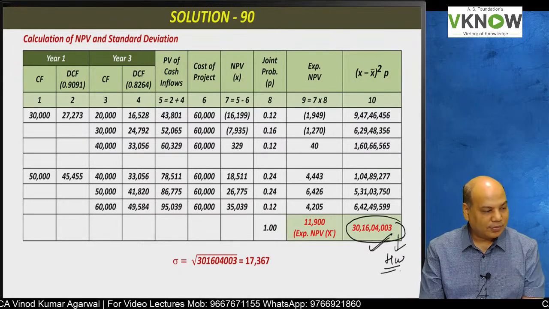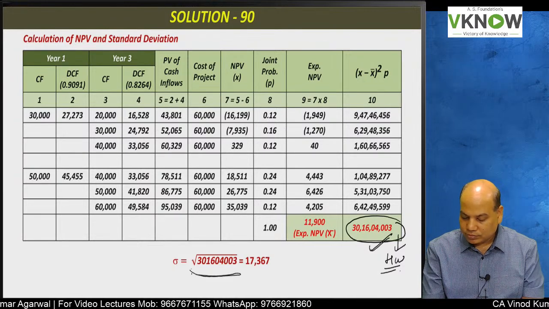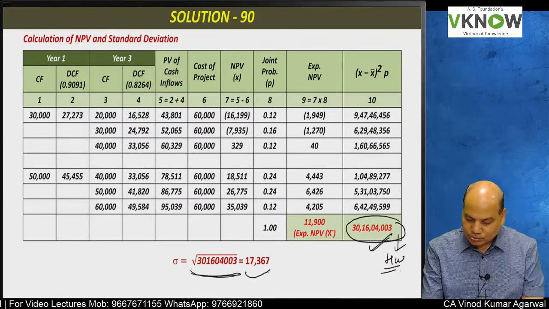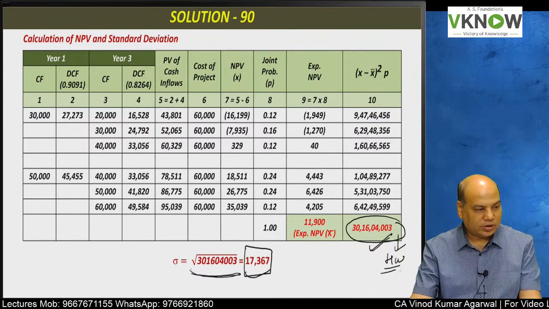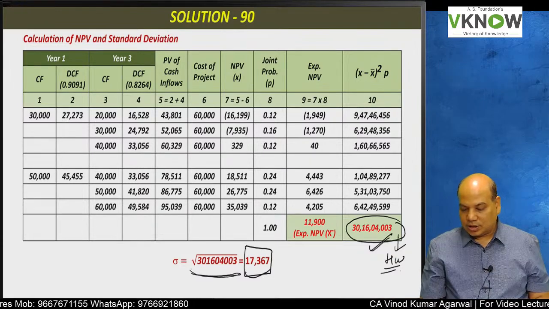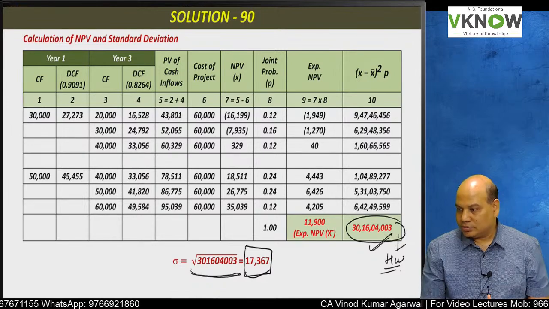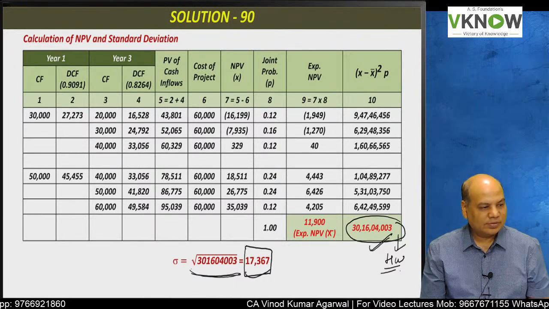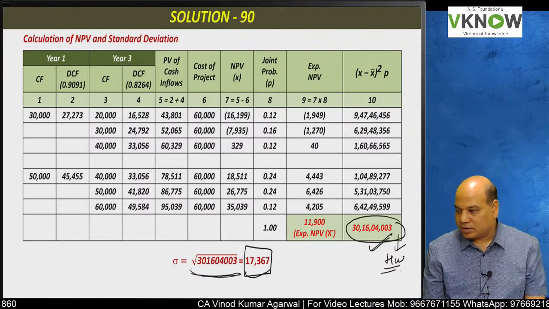If it is right, confirm right now. Standard deviation equal to square root of this number, and it comes to, please check, just press the square root. This is my standard deviation. Very good. Very good, Pathan. Pathan is replying. Jawan is not replying. So is it 17367?